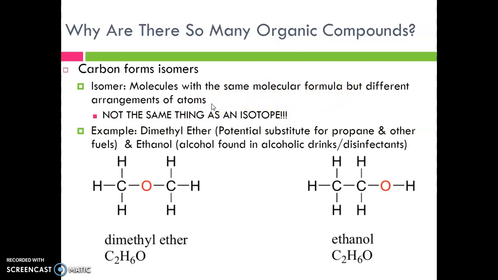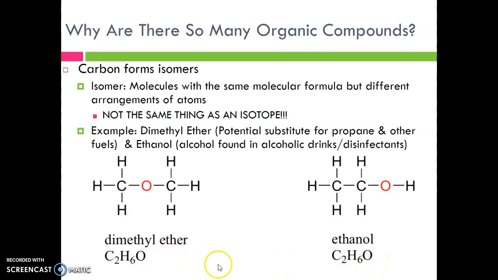This happens a lot with carbon-based compounds because of the way that carbon can bond with so many things and in different orders. An example of this is dimethyl ether and ethanol. Dimethyl ether is sometimes used as a substitute for propane and other gas fuels. It has a formula of C2H6O. Ethanol is the alcohol that's found in alcoholic drinks and disinfectants. So when there's alcohol in a disinfectant, it's ethanol. Ethanol is also C2H6O.